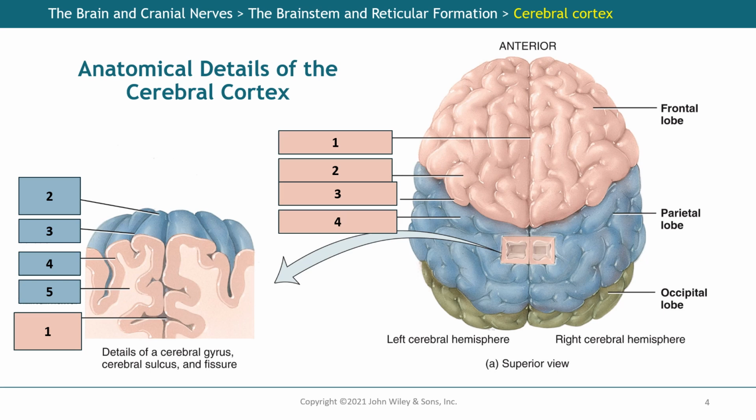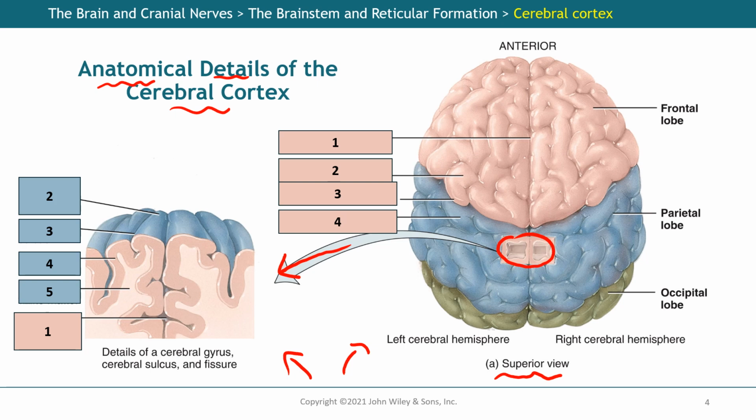In this slide, we're going to talk about the anatomical details of the cerebral cortex, and to do that, your book has these two pretty diagrams. The first one gives us the superior view of the cerebrum, and in this area, the textbook zooms in to try to show us the different gyri and fissures and all the different folds that happen in that area. Okay, so let's start talking about these anatomical details.